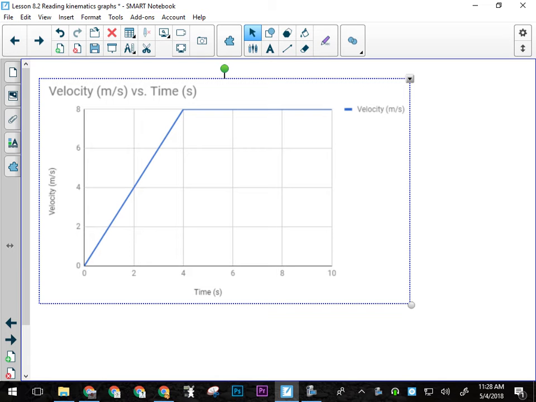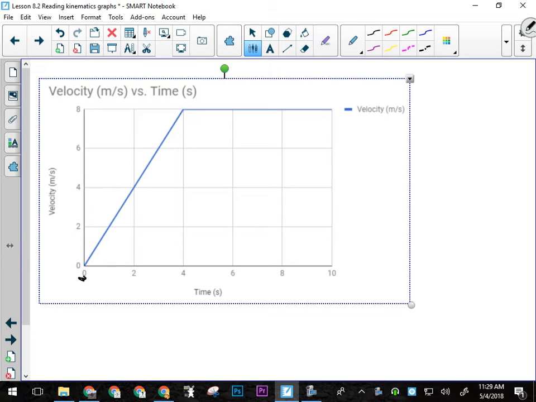So as we talked about the other day, a velocity versus time graph shows me how fast and in what direction an object is going at various points in time. Okay, so if I'm looking at this velocity versus time graph, at time 0, how fast was the object going? 0. Okay, because we're down here at the bottom of the graph. At time 0, the velocity was also 0.